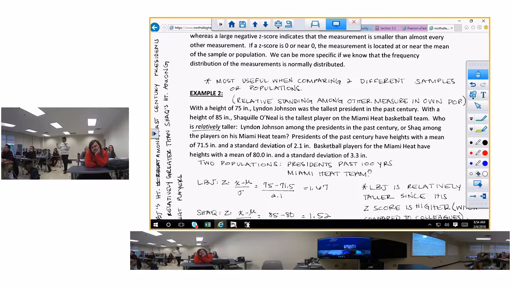It's all relative. How is it relative to each other? Now, since these two have nothing in common, you have to put them on a z-scale, and you have to compare them using z-scores. The formula for z-score is the given value minus the mean over the standard deviation.